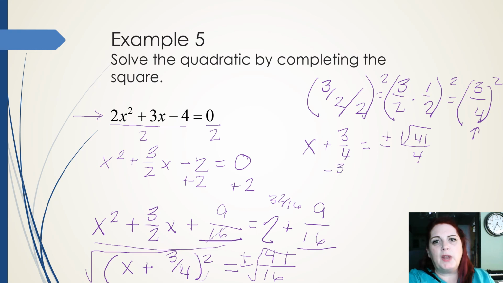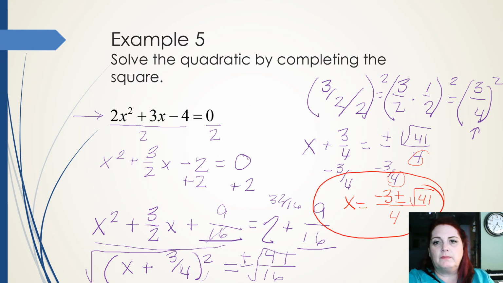Now we'll subtract this 3/4. So we'll have x is equal to, and notice that 4 and 4 have a common denominator, so we're going to just put that underneath here. And we're going to have -3 plus or minus the square root of 41 as our numerator. That one's a little more complicated. We fortunately will not have to work with those as often.